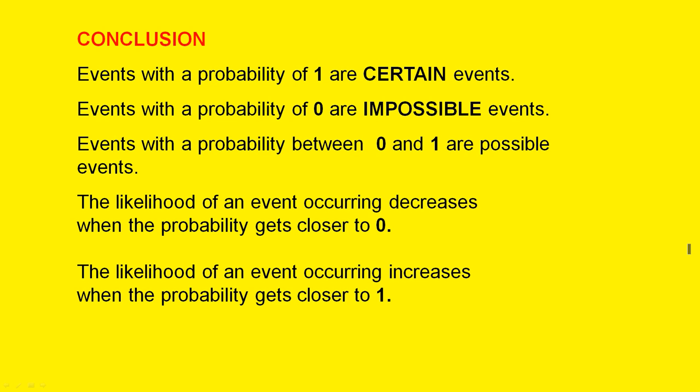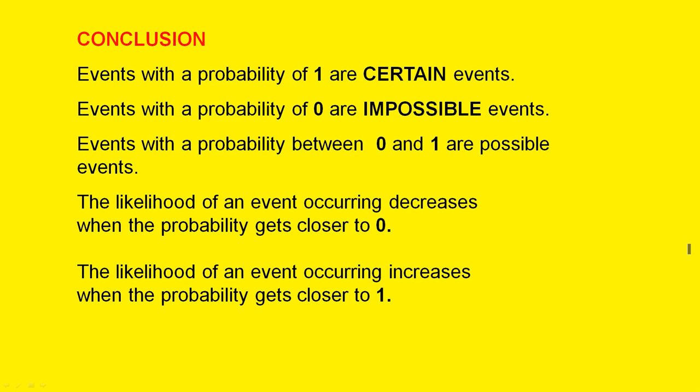Conclusion. Events with a probability of 1 are certain events. They must happen. Events with a probability of 0 are impossible events. They cannot happen. Events with a probability between 0 and 1 are possible events. They may happen. The likelihood of an event occurring decreases when the probability gets closer to 0.